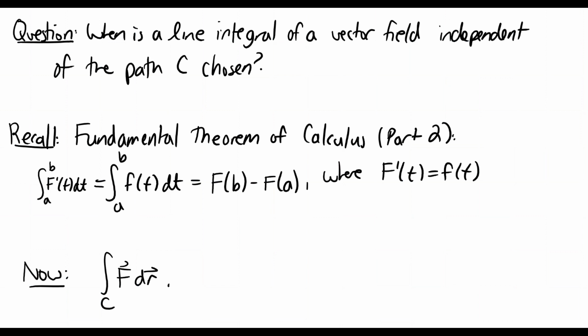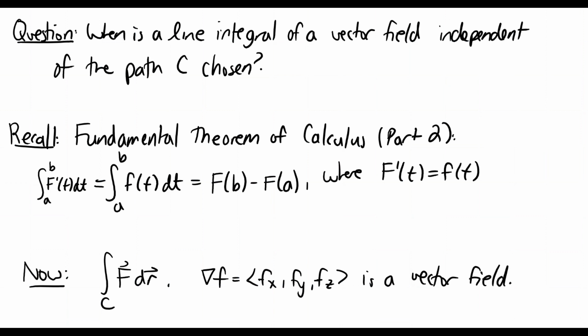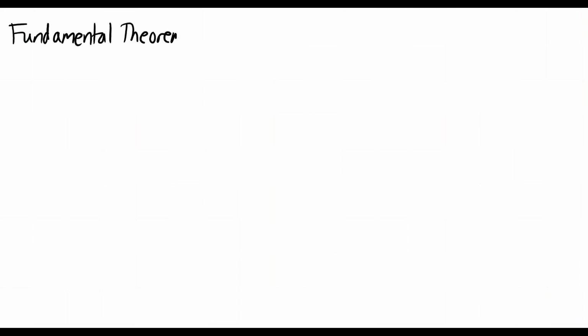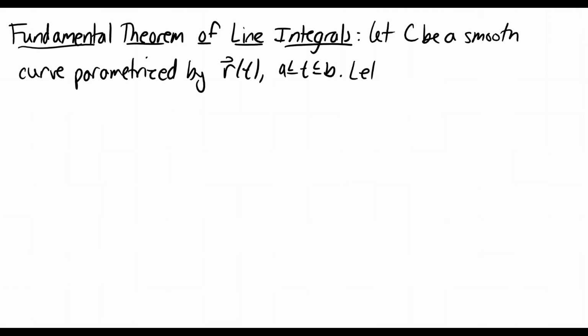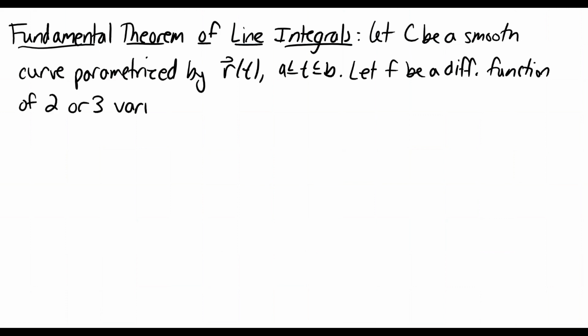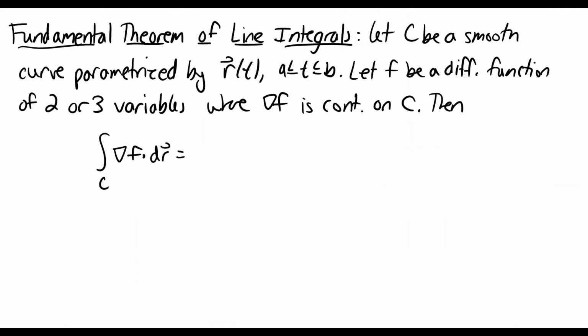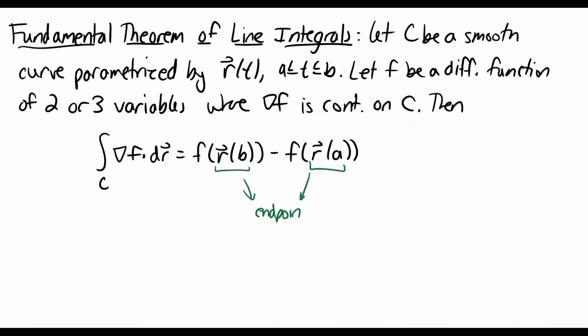The gradient of a function f of x, y, z is a vector made of the partial derivatives of x, y, and z. It turns out that for line integrals of gradient functions, we have a similar result called the fundamental theorem of line integrals. Said precisely, let C be a smooth curve given by the parameterization r of t, where t runs from a to b. Let f be a differentiable function of 2 or 3 variables whose gradient is continuous on C. The line integral along C of the gradient of f will be f of r of b minus f of r of a. In other words, the difference of the function values on the endpoints of the curve C.